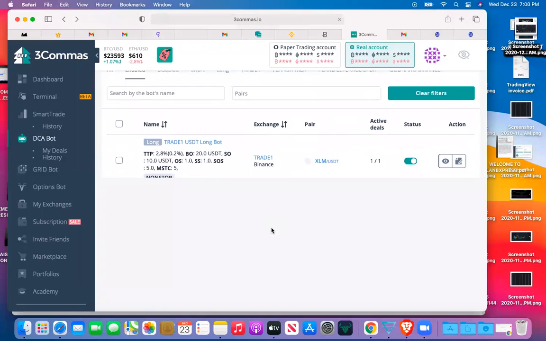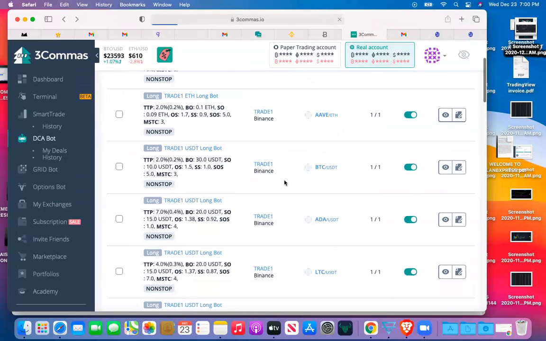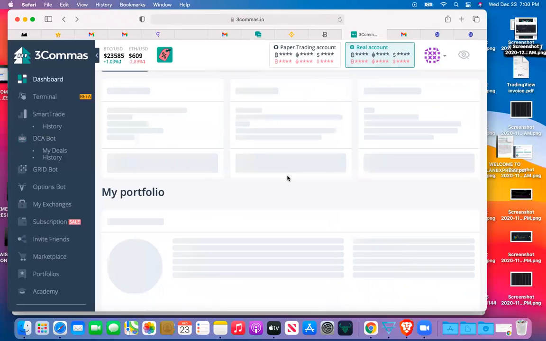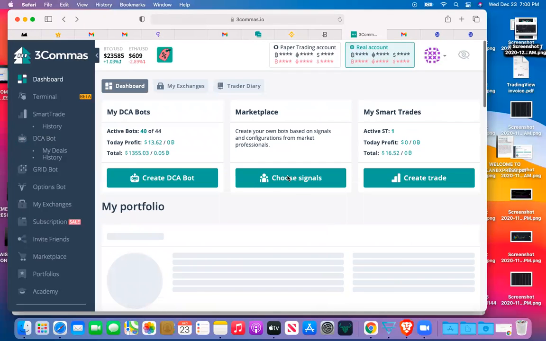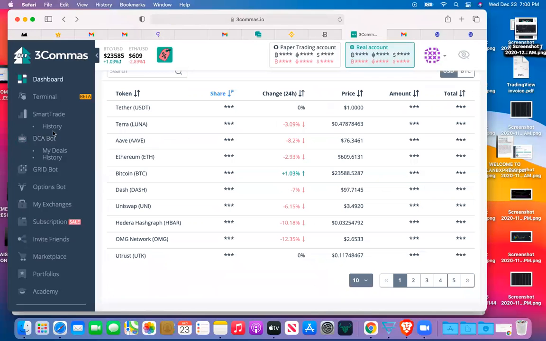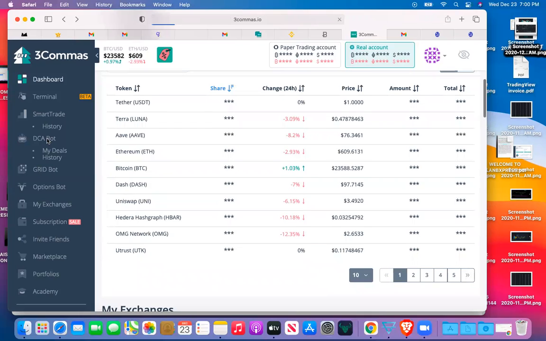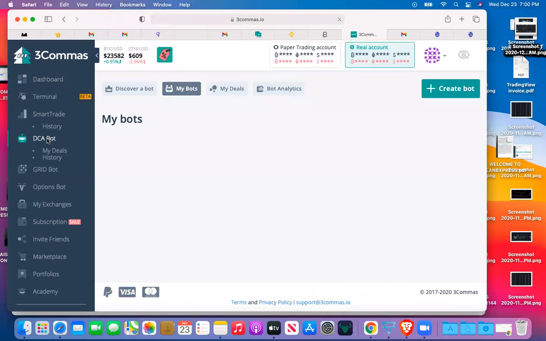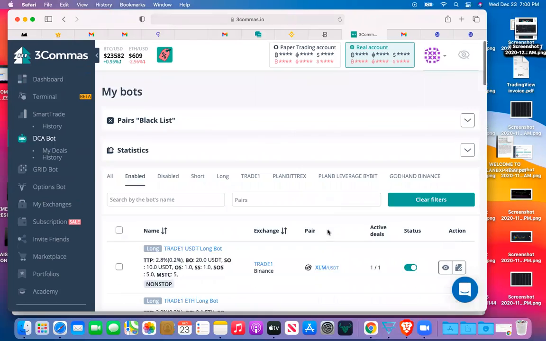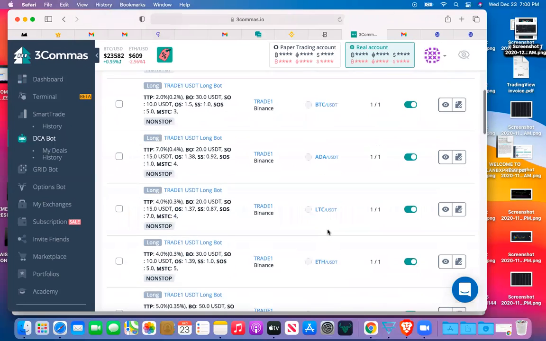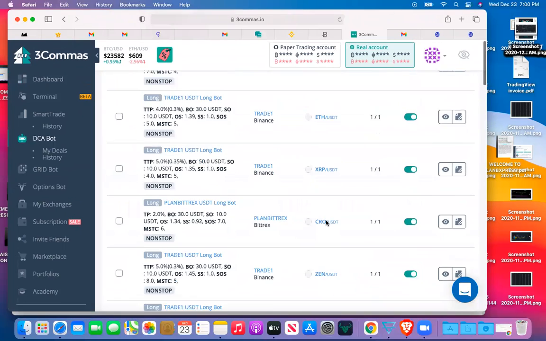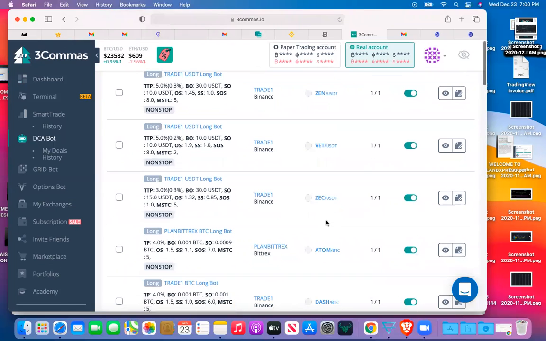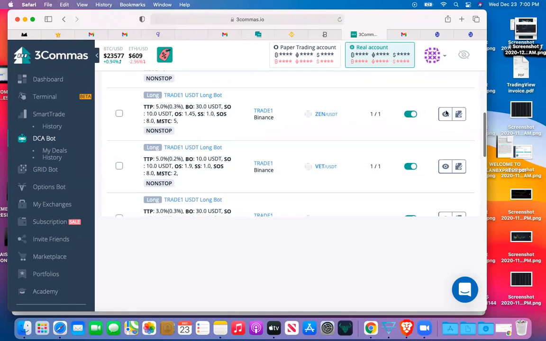Let me check RSR. RSR was one of the fantastic coins that has given me a lot of good stuff. Let's go there. All right. Yeah, there we go. RSR is a very good coin. Even Zen did the same things at a point.